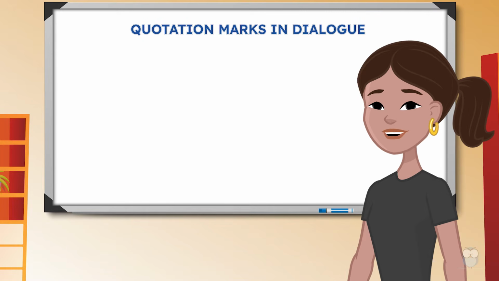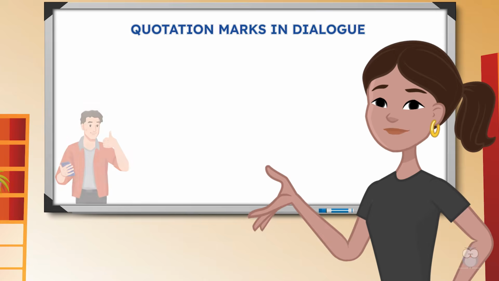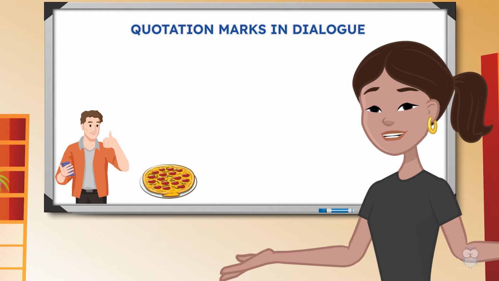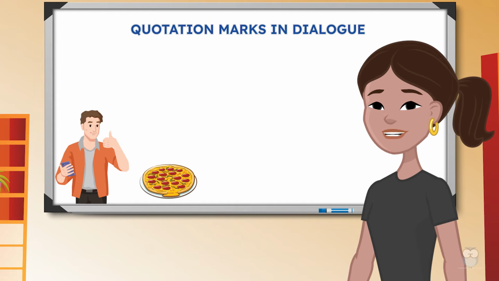Let's say we've got a character here. We'll name him Jake. Jake loves pizza. He's going to say a few things about pizza, and we're going to report what he says, and in the process, learn how to punctuate his speech properly with quotation marks.